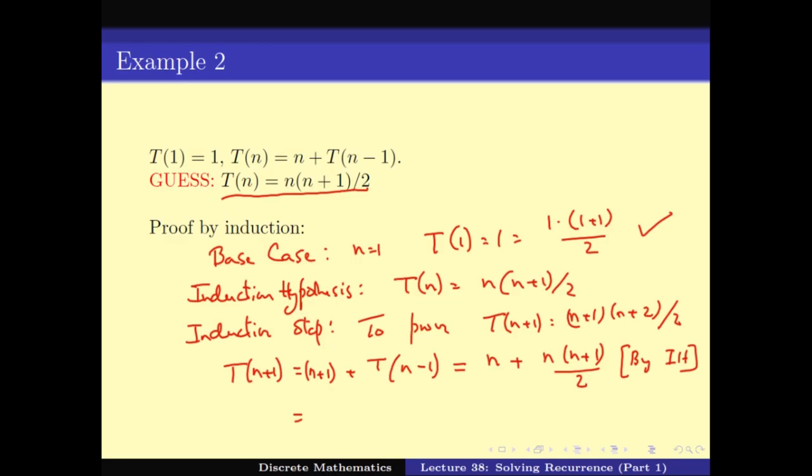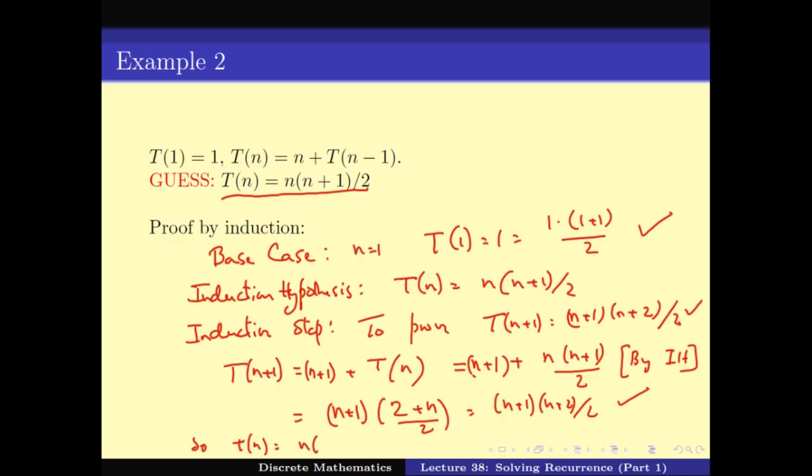Because tn equals n plus tn minus 1, so tn plus 1 has to be n plus 1 plus tn, and this equals n plus 1 plus the given induction hypothesis, which is n into n plus 1 by 2. So now I can take n plus 1 common. In that case, I get 1 plus n by 2. So this is 2 plus n by 2, which is, of course, n plus 1 into n plus 2 by 2, which is what we had to prove. Right. So we have T of n equals n into n plus 1 by 2 for all n greater than or equal to 1.